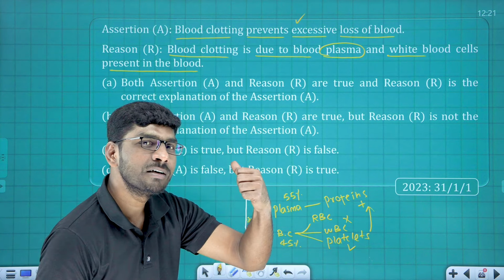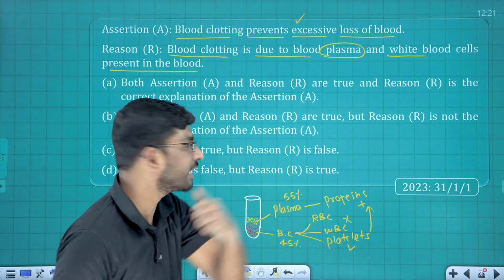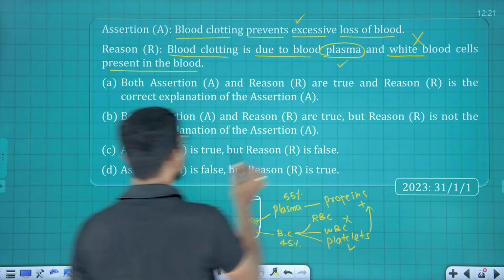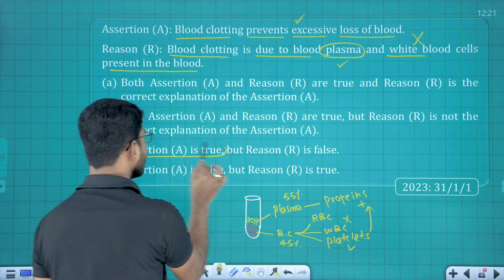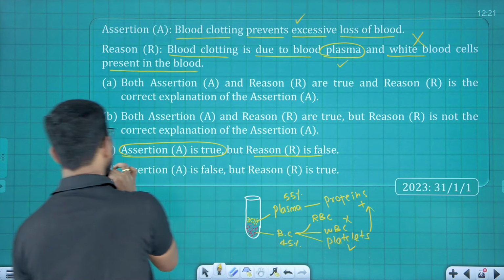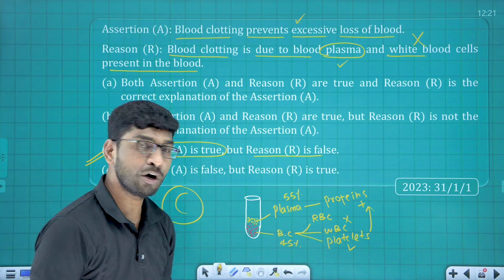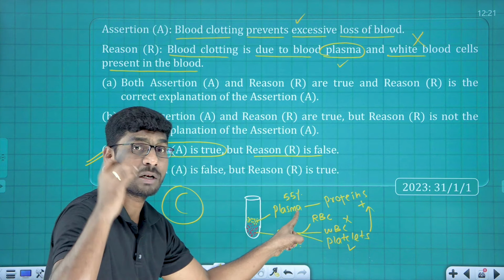So is the reason true or false? My dear kids, tell me. Plasma is correct, white blood cells are wrong. So I'm going with: assertion is true, but reason is false. Option C is the correct answer. Are you with me? You got my point? Plasma related questions will come in the exam.